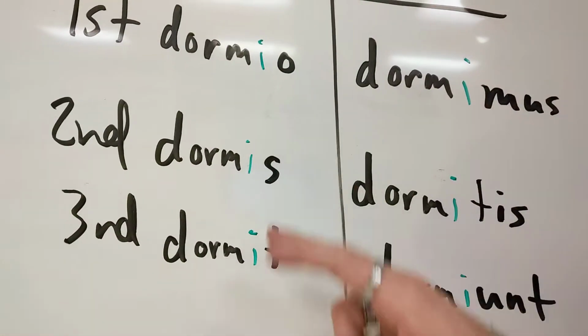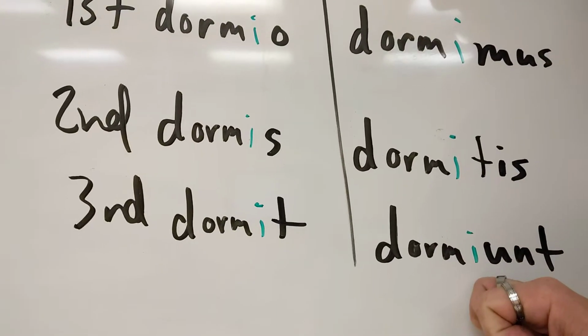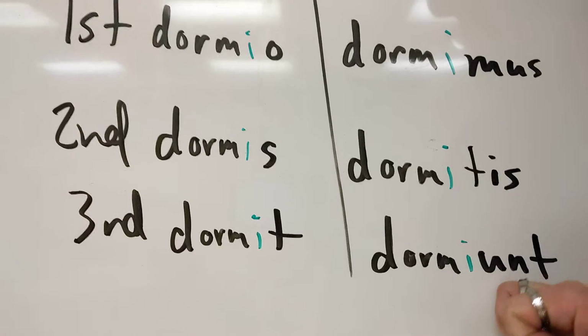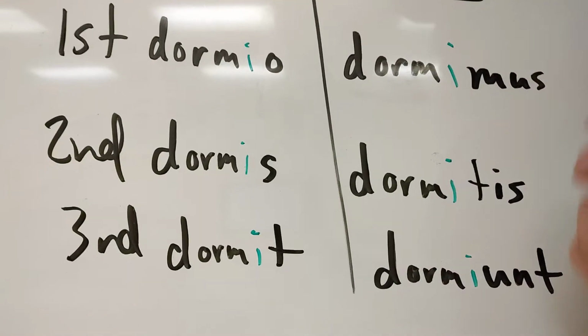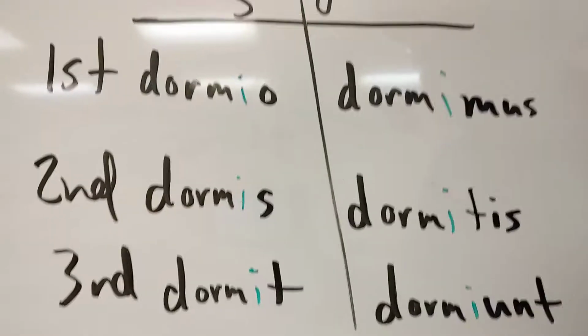And so you can see an I in all of these forms, although I will say be careful, because down here there's not just an I, there's also a U. Don't leave that out. You need all those letters to spell this correctly. So you have dormio, dormis, dormit, dormimus, dormitis, dormiunt.